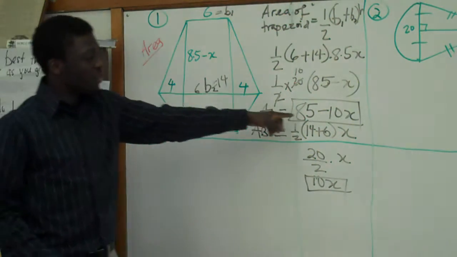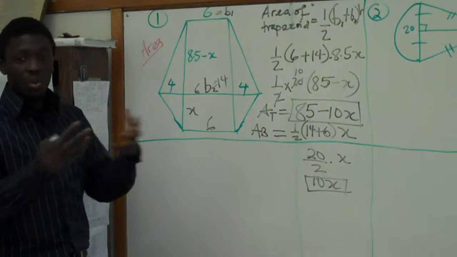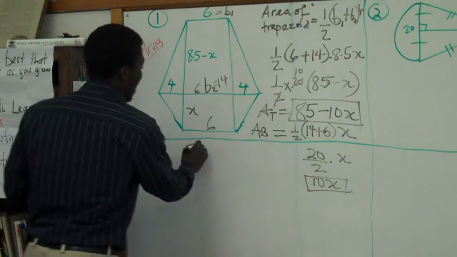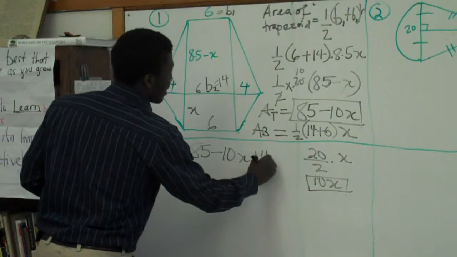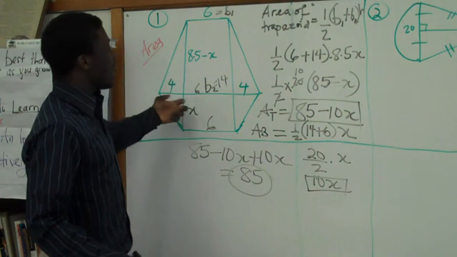Area for the top was 85 minus 10x. Area for the bottom was 10x. If I tell you to find the area for the figure as a whole, it will be 85 minus 10x plus 10x. And the answer is 85. That's how you do the first one.